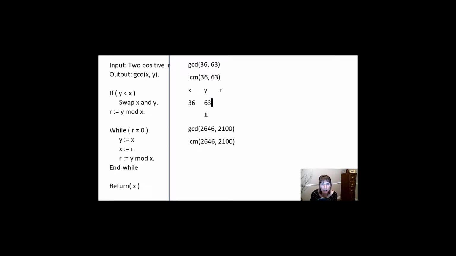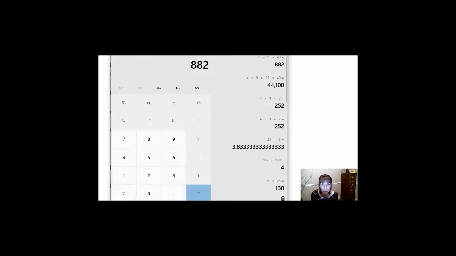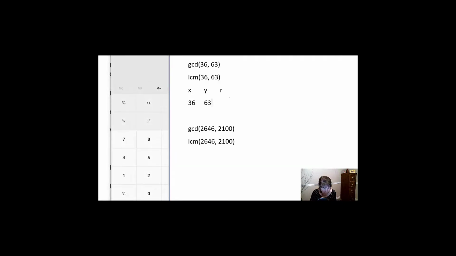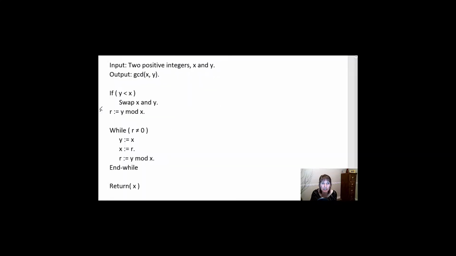Next we need r, and r is y mod x. Now remember, that's the remainder. So if we divide 63 by 36, it's going to go in there one time. And what's the remainder going to be? It's 63 minus 36, and that's the remainder of 27. So that's how we get it set up: we get x and y in the right order, and we do that first initial mod.